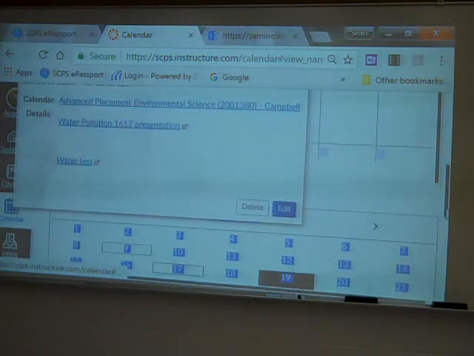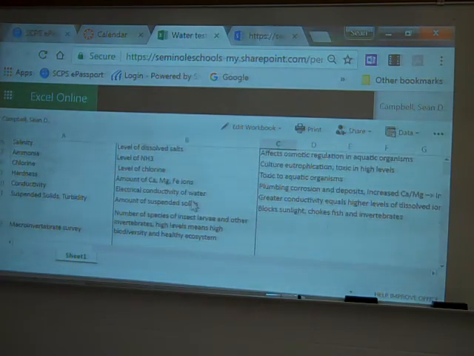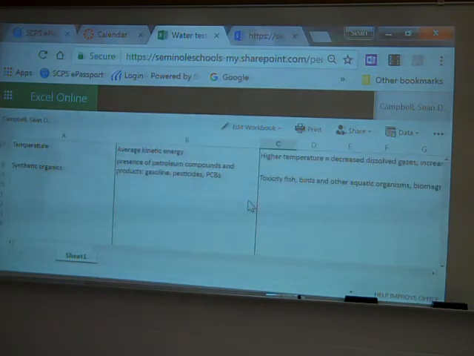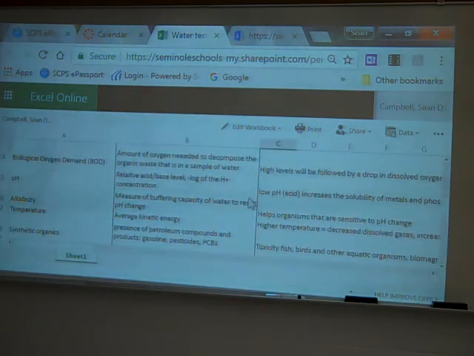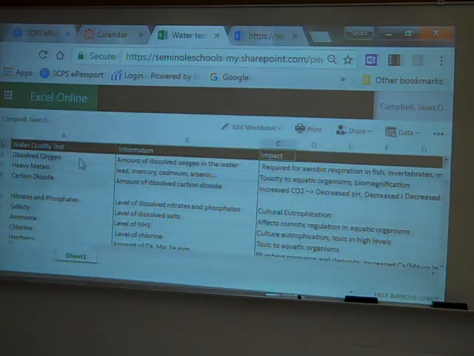Notice on there, you guys make sure you see this, water test. I should probably rename it a water test table. So we've got 18 different water tests that you need to familiarize yourself with, both the name of it, what it tests for, which is usually pretty obvious, it says it right there, and more, and also what kind of impact these different things have on the ecosystem.